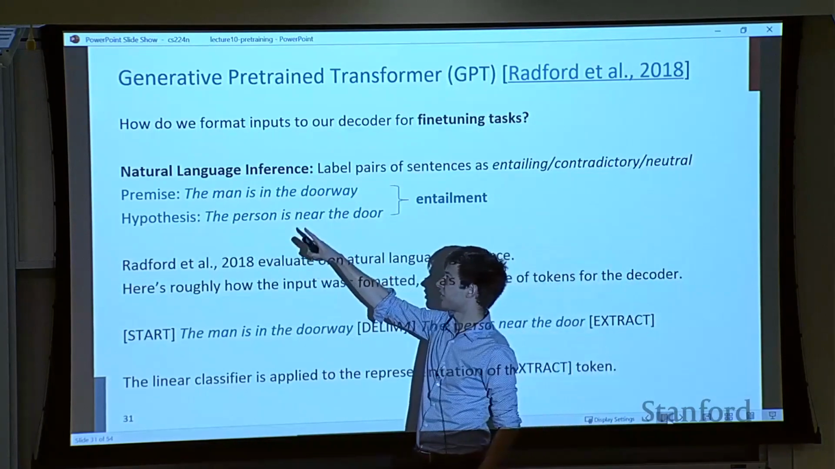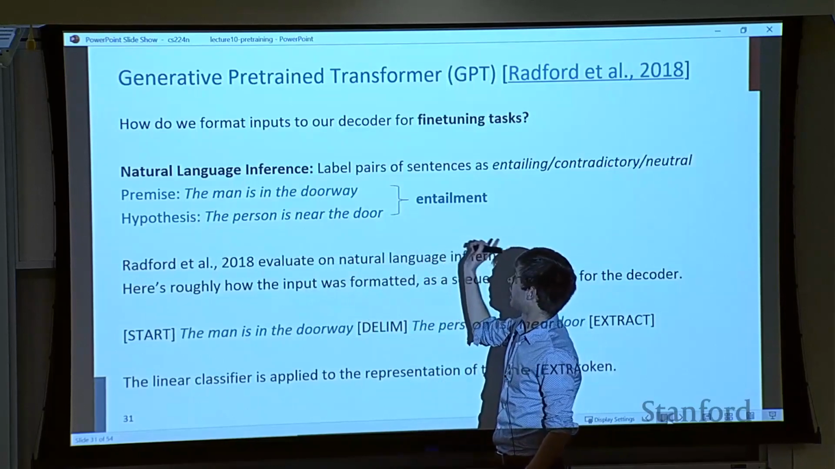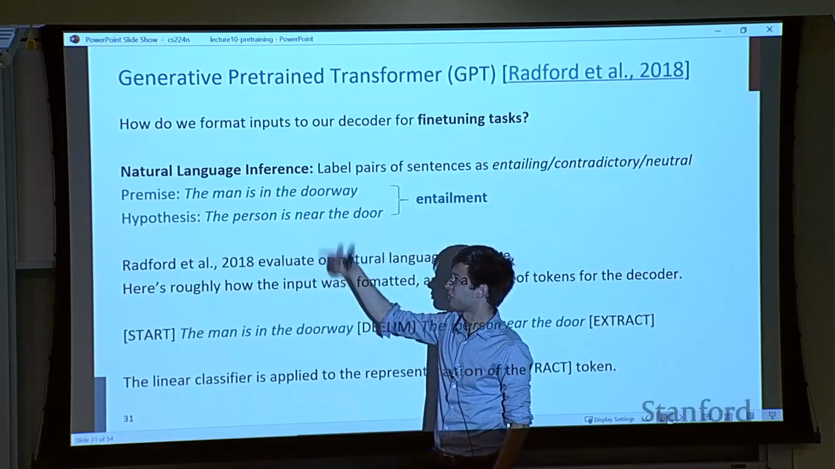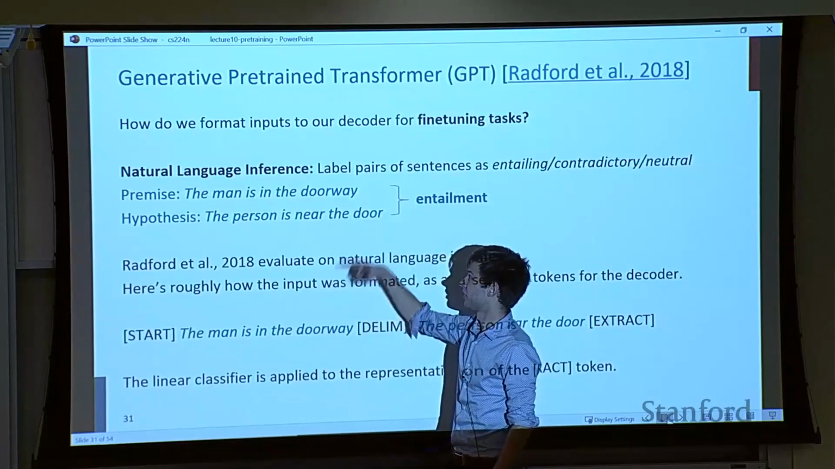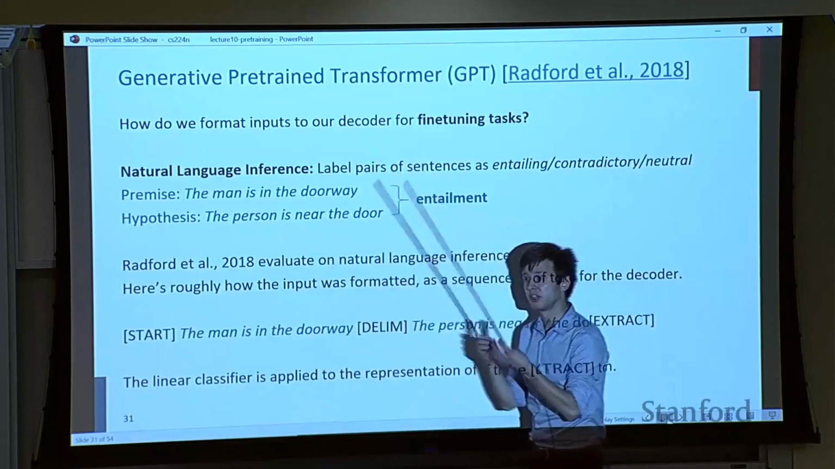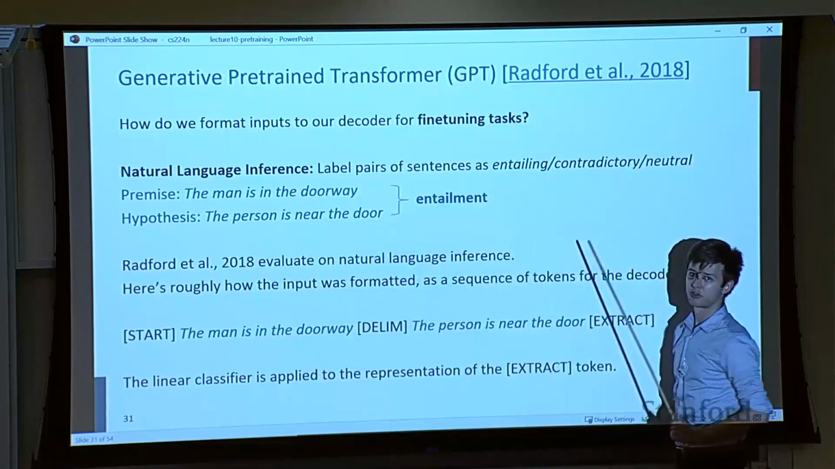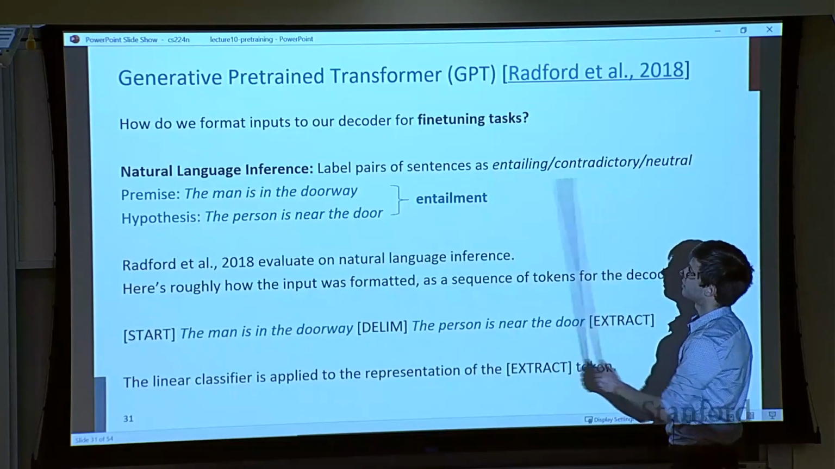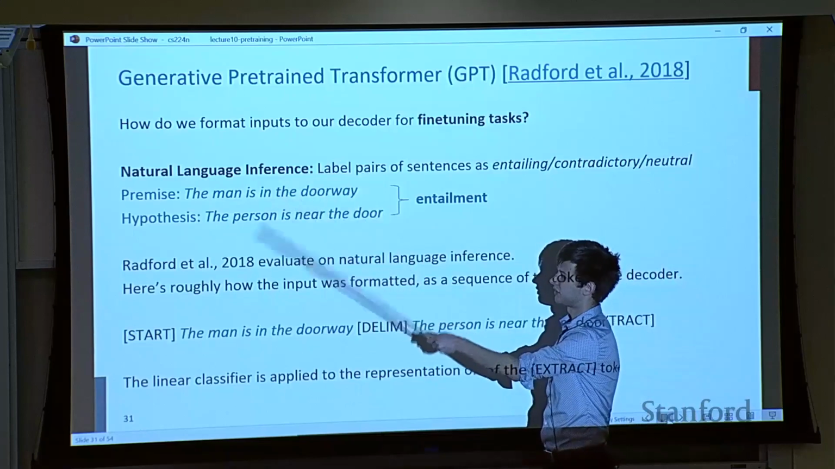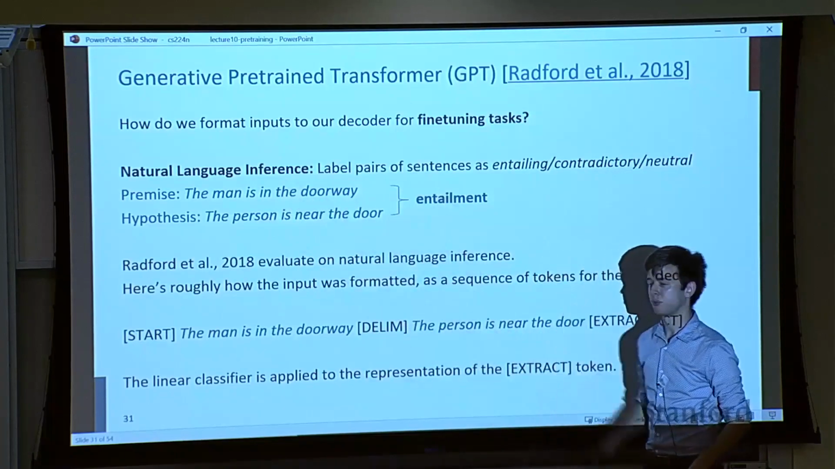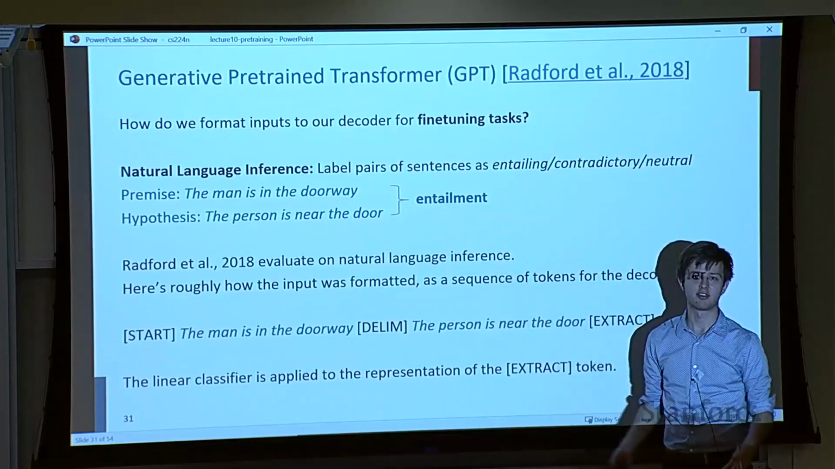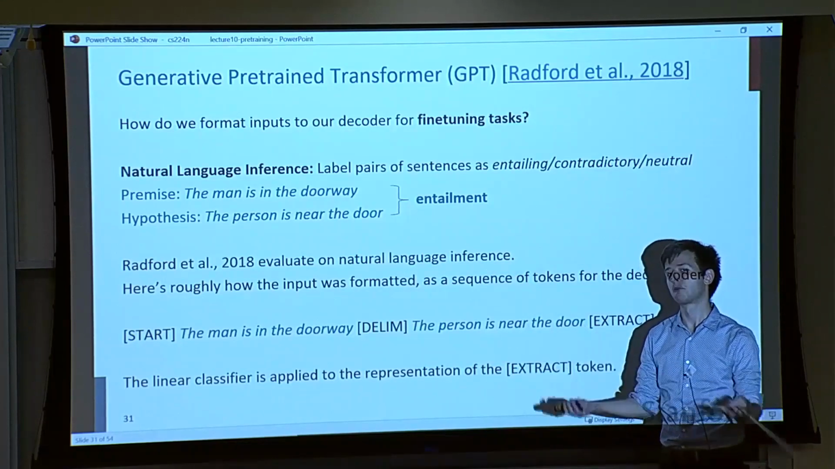If this person is referring to that man, then this is entailed, because a man is a person, and they're in the doorway, so they are near the door. So you have this logical reasoning that you're doing, or you're supposed to be able to do, and you're labeling these sentences. So it's a labeled task. You've got an input that's cut into two parts, and then one of three outputs. Okay, so the GPT paper evaluates on this task, but what they've got is a transformer decoder.